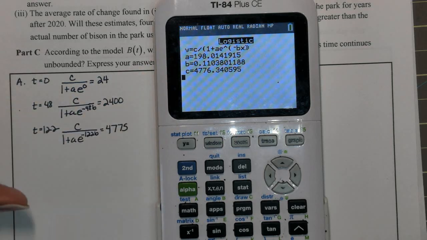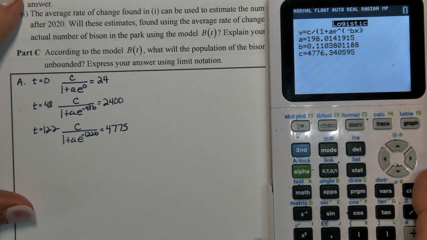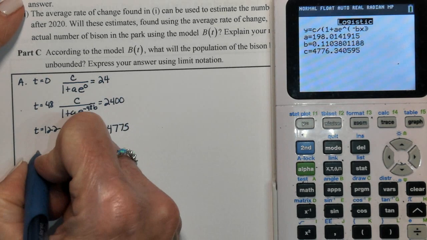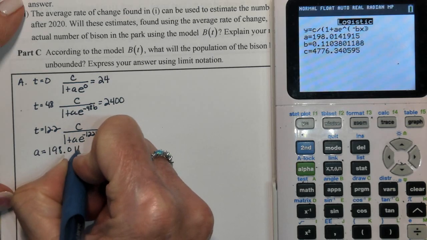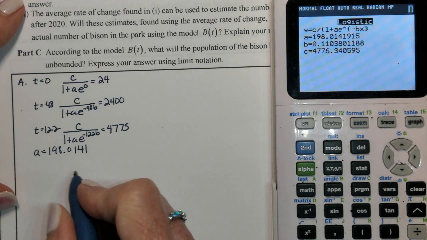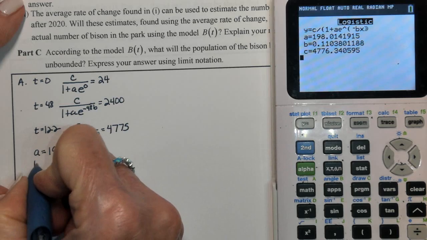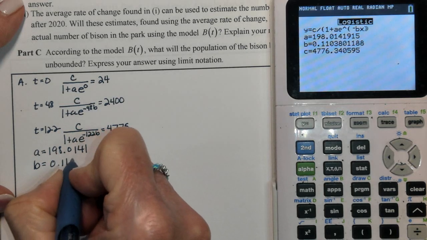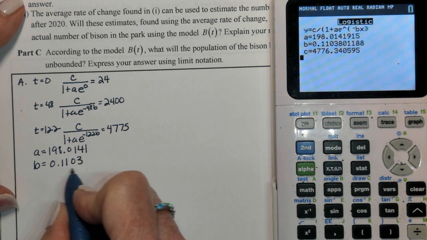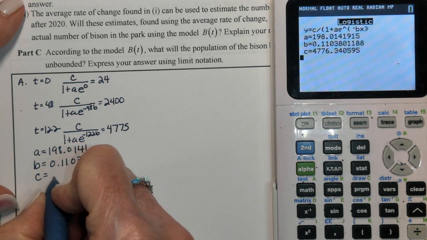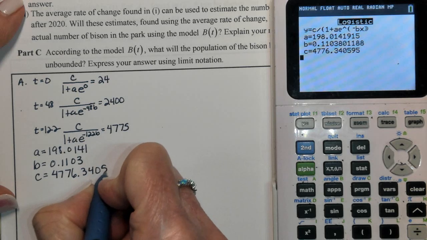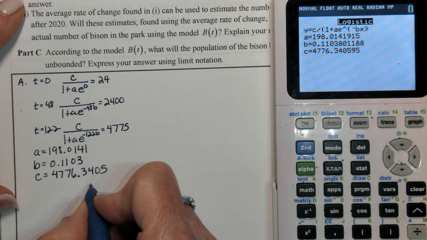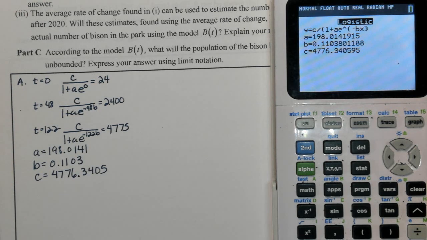It gives us the values of A, B, and C. So A is equal to 198.014. We have to give at least 3 digits after the decimal point. B is 0.1103, at least 3 digits after the decimal point. And C is 4776.340, at least 3 digits after the decimal point. I keep repeating that because I don't want you to forget it. You have to do that, okay?